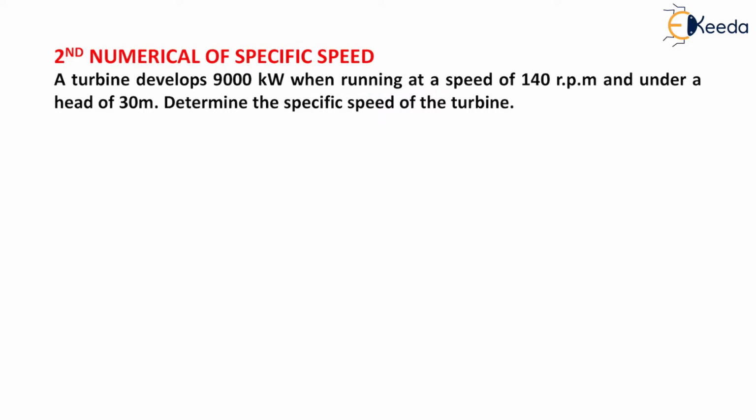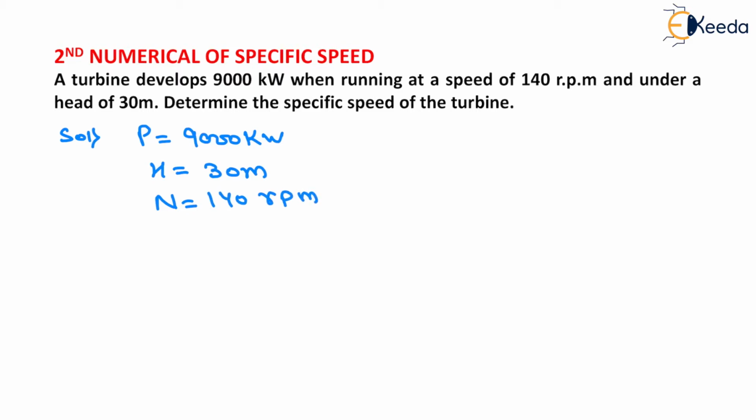So first of all we will write the given quantities, that is power developed is given as 9000 kilowatt, head will be equals to 30 meter which is given in the question, and speed is given as 140 rpm. Now specific speed will be equals to N root P upon H to the power 5 by 4.